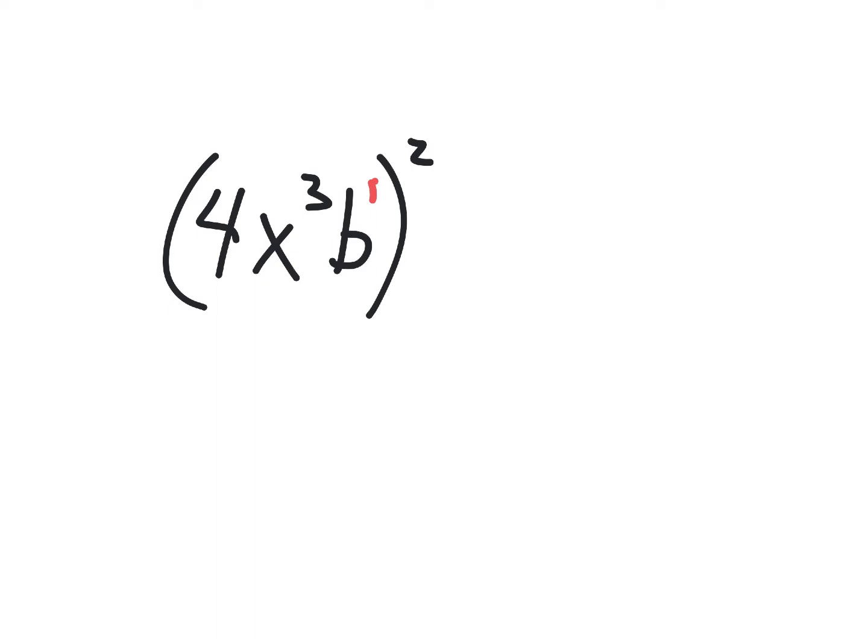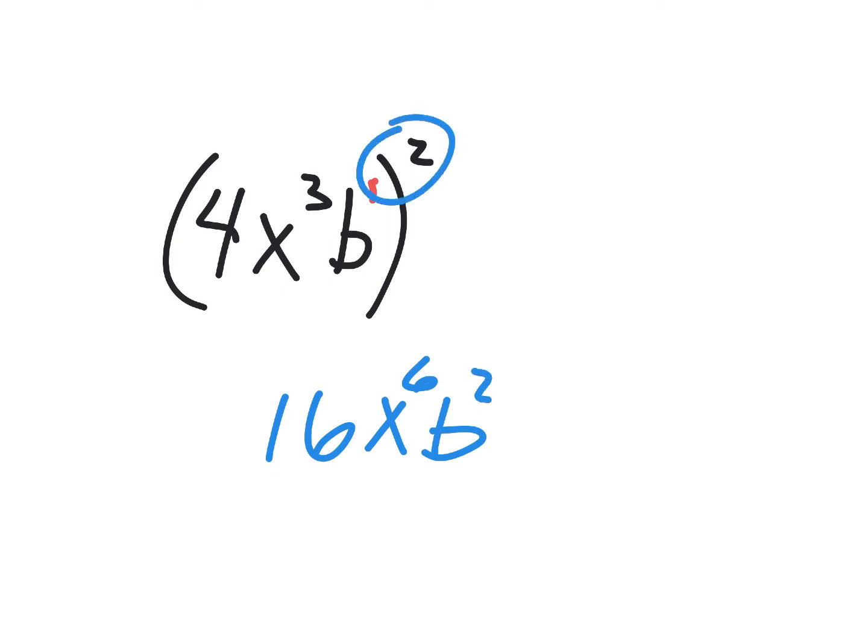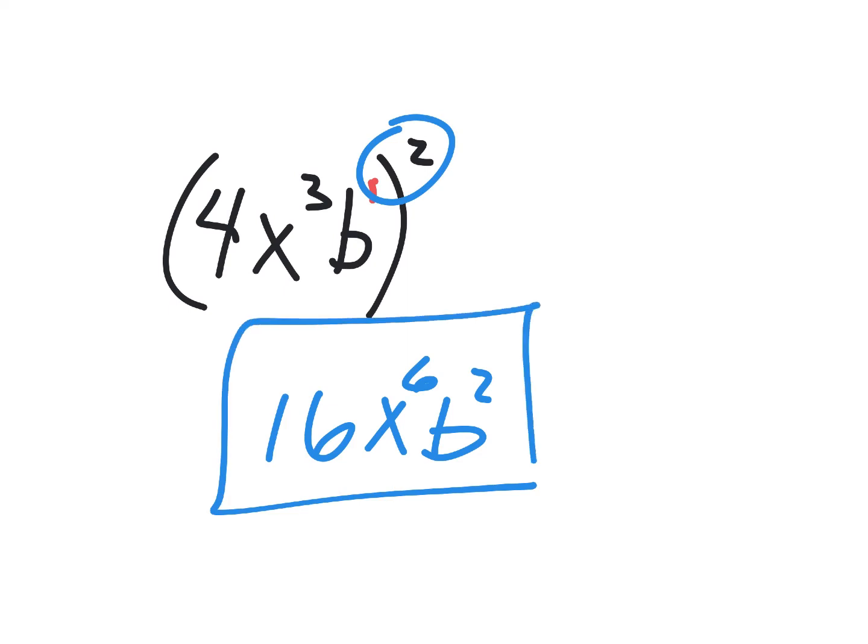Nolan, what's the 4 going to turn into? 16 is correct. A lot of people do an oops and say it's 8. No, it's 4 to the second. It happens all the time. And then there's x to the 6th, correct. And last is b to the 1 times 2 is 2. That's it. There's your answer.